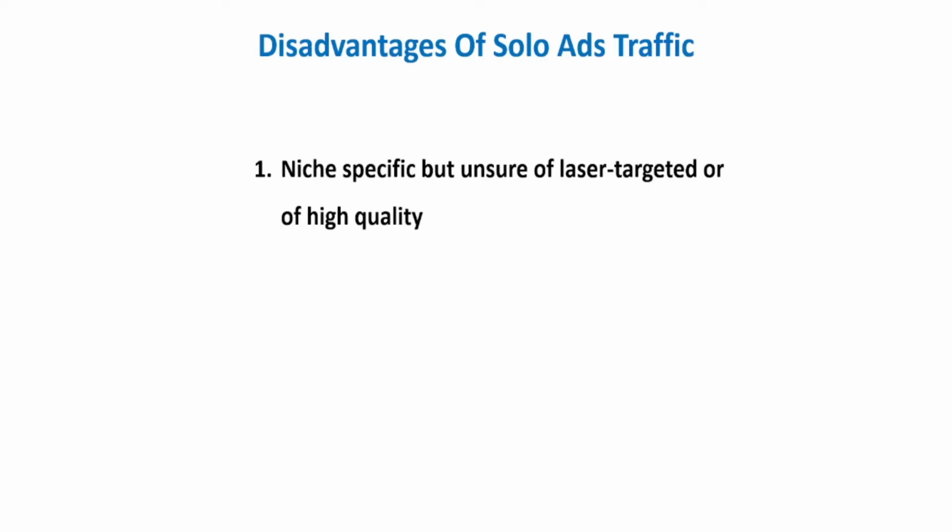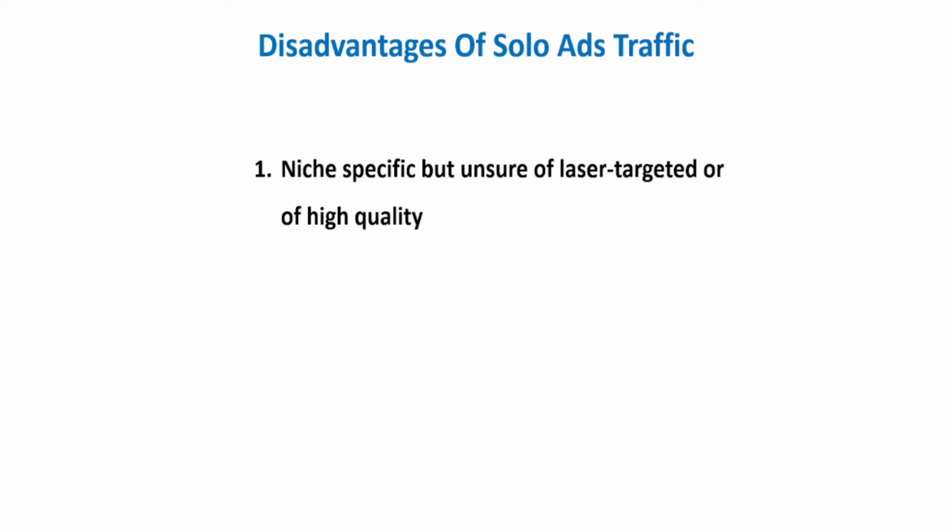Now, after seeing the advantages of solo ads traffic, let's see what the disadvantages of solo ads traffic are. The first one is that solo ads traffic can be niche specific, but unsure of laser targeted or of high quality. Now, what do you mean by niche specific? Solo ads are available in multiple niches like make money online or BizOp. Next, you have the health niche, the personal development niche, the crypto and trading niche. And there are different types of niches where the solo ad vendors have large responsive email lists. So that is going to be niche specific.